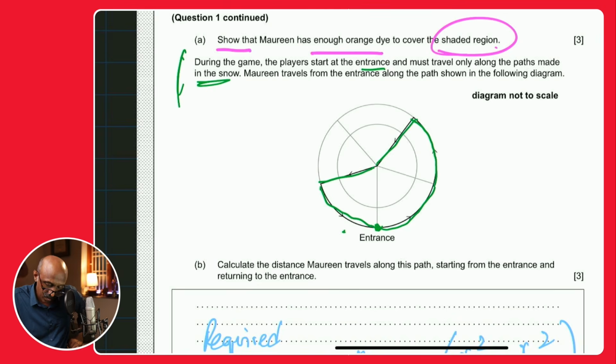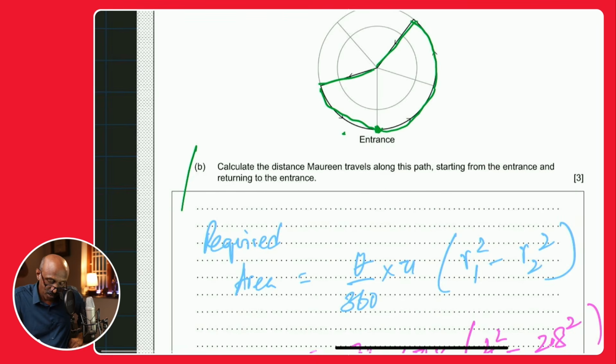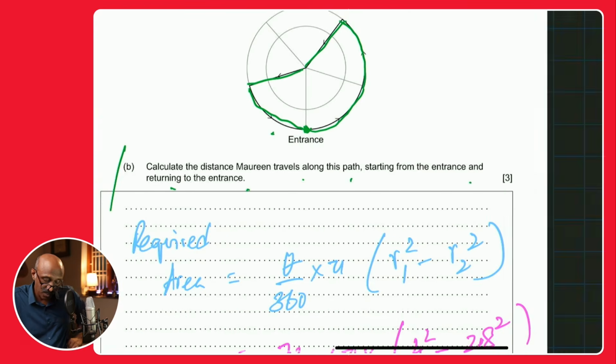Interesting game. All right, so what are they asking? Maureen travels from the entrance along the path shown in the following diagram. Calculate the distance. Length of the arc, okay? Calculate the distance Maureen travels along this path, starting from the entrance, returning the path. That's great. So it's the length of the arc.